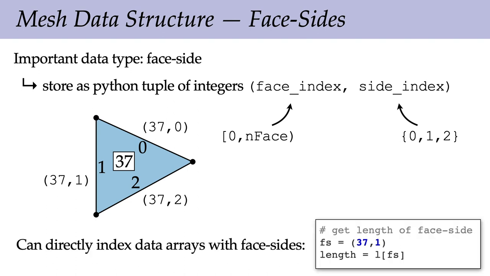A nice convenience of representing face sides like this in our Python code is that we can use them to directly index these arrays of data. So for instance, if I wanted to get the length of face side 37 comma 1, I could just index this lengths array L with the face side tuple, and this would give me the real value, which is the length of that face side. And this will be a common pattern in the algorithms we're about to start implementing.